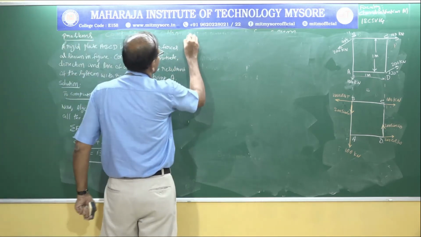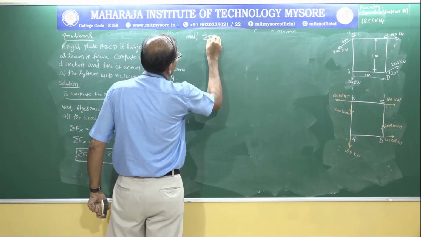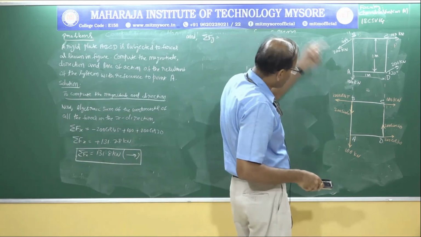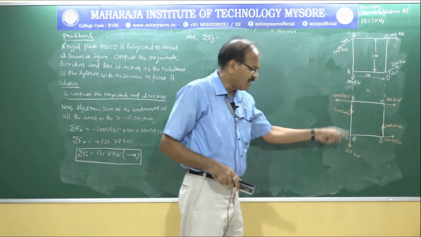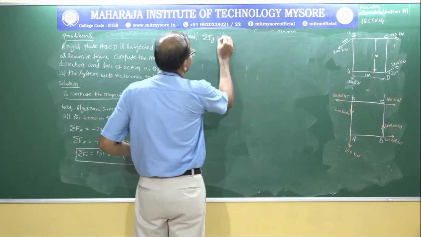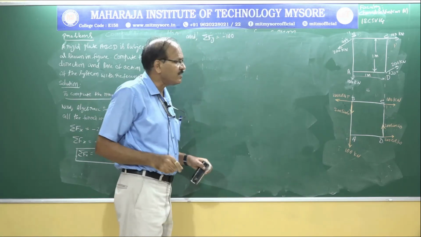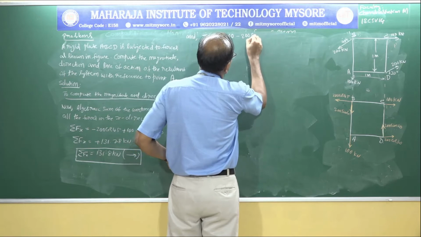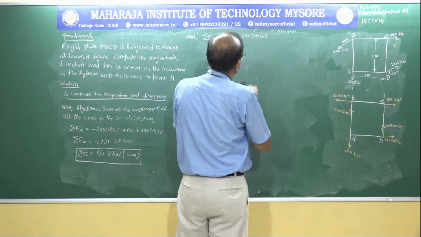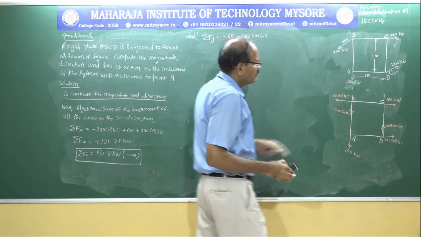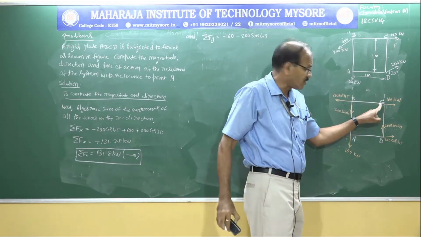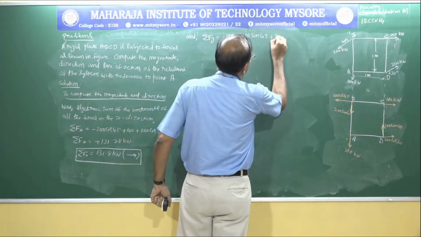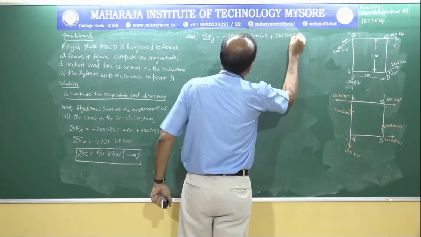And sigma Fy equal to, yes, we will consider all the vertical forces. If I come to point A, there is a force 100 kilonewton acting downwards, so that's why it is minus, 200 sin 45 acting downwards, minus. If I come here, there is no vertical force, and if I come here, there is a vertical force acting upwards, that is plus 200 sin 30.